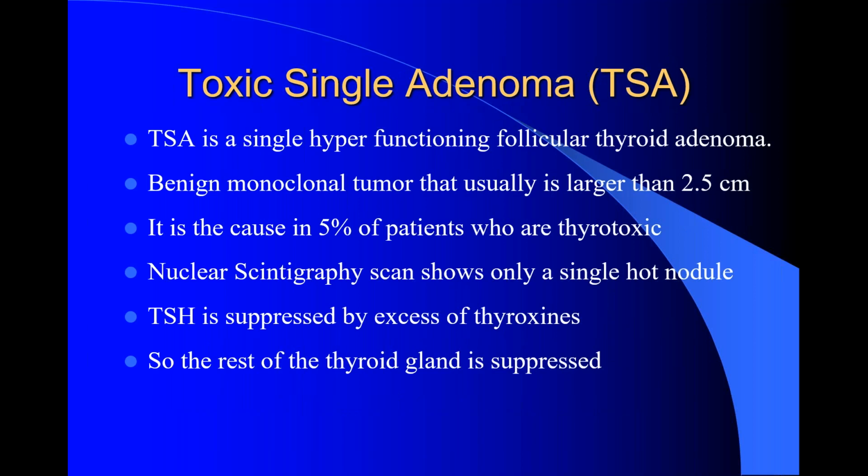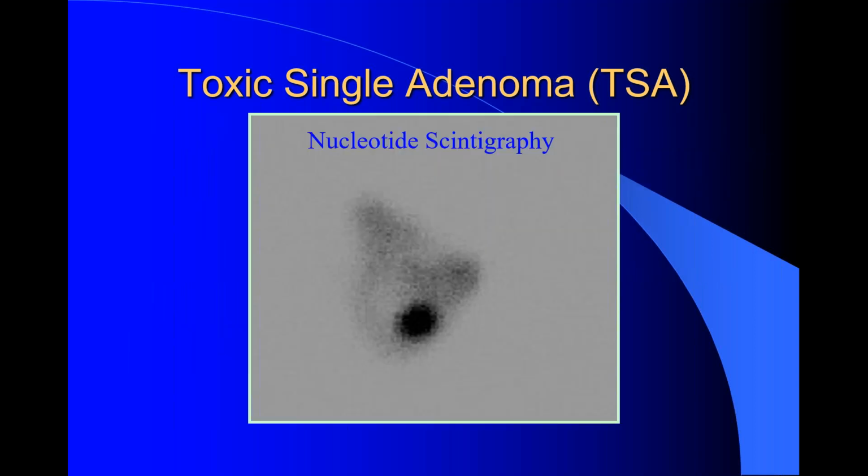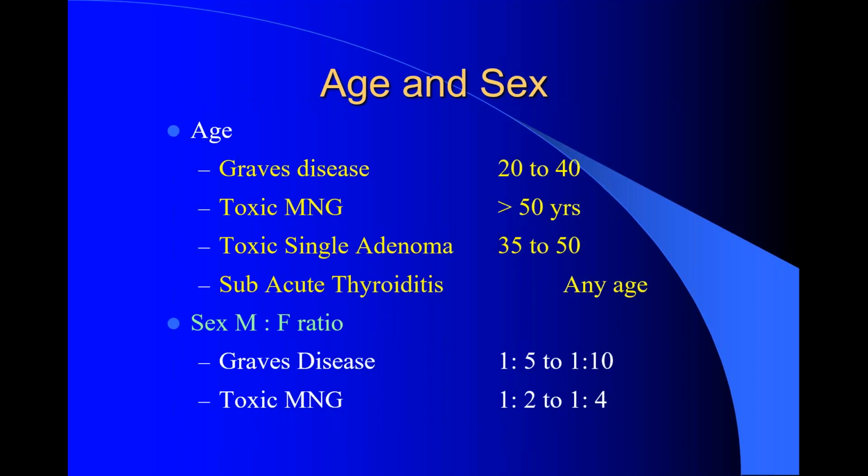Then toxic single adenoma, in which there is a single adenoma, which is a hyperfunctioning follicular thyroid adenoma. It is a benign monoclonal tumor that is usually larger than 2.5 centimeters, and it is the cause of 5% of patients with thyrotoxicosis. Nuclear scintigraphy will show only a single hot nodule. TSH is suppressed by the excess of thyroxine. So the adenoma is hyperfunctioning, but the rest of the thyroid gland is suppressed, and we will see a single hot nodule.